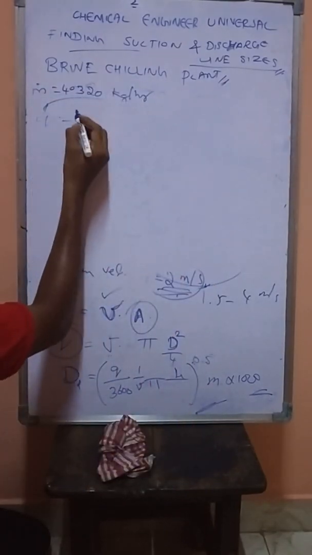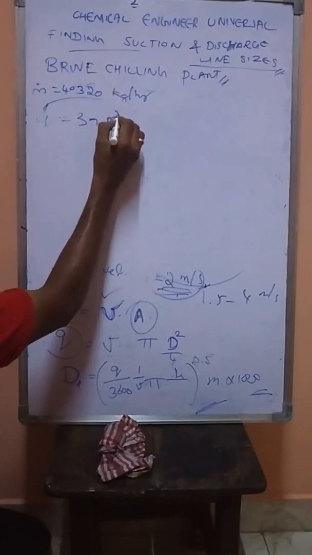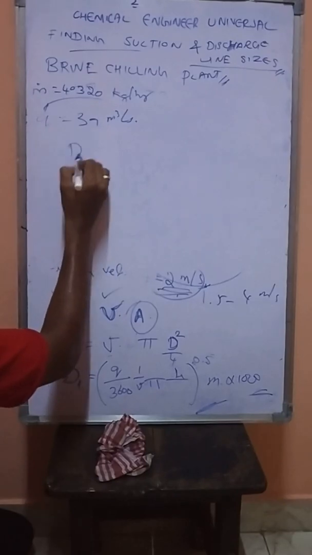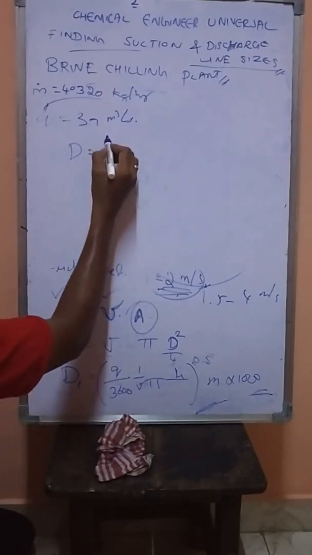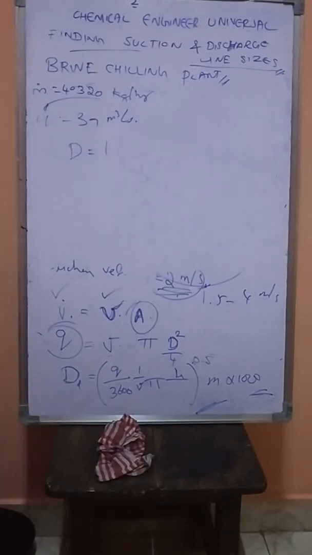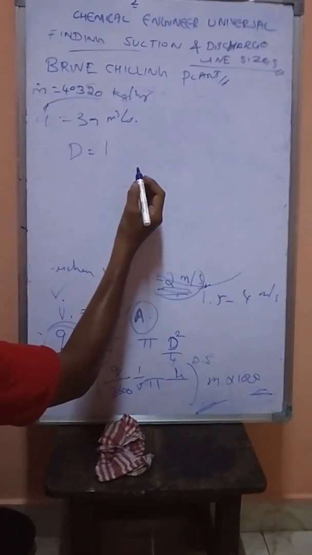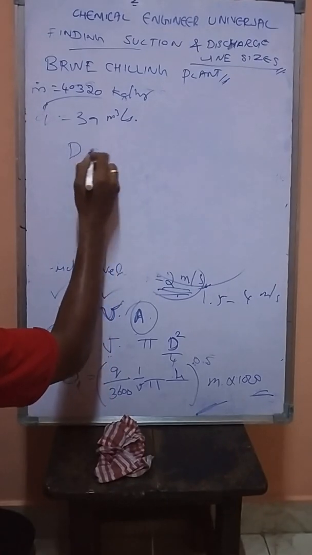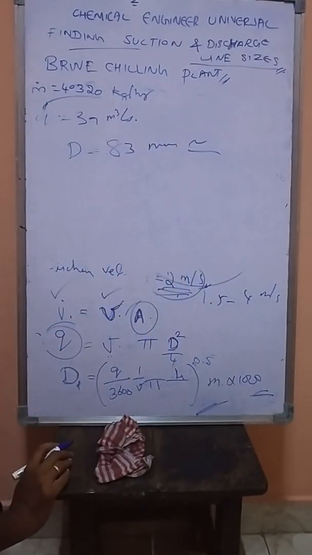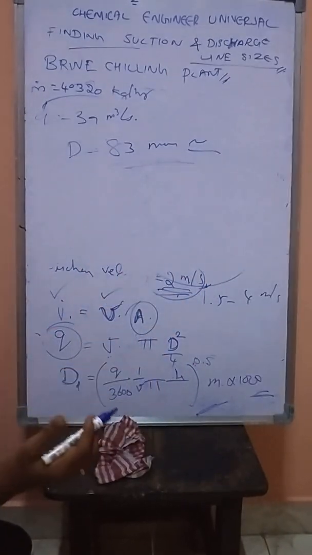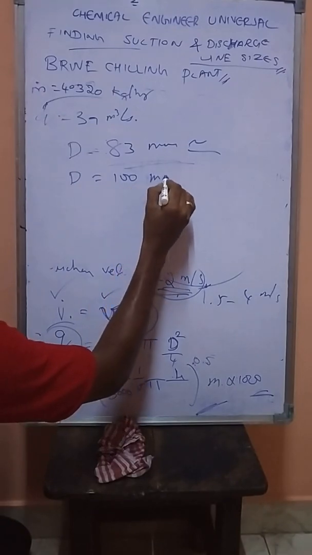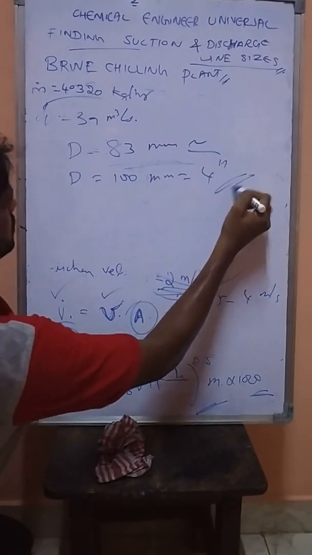Q equal to 39 meter cube per hour. Okay. If you go by this formula, the diameter you are getting is around, sorry, 83 mm, more or less. But we have to take the nearby standard size only. So if you go by this one, take 100 mm, which is equal to 4 inch.